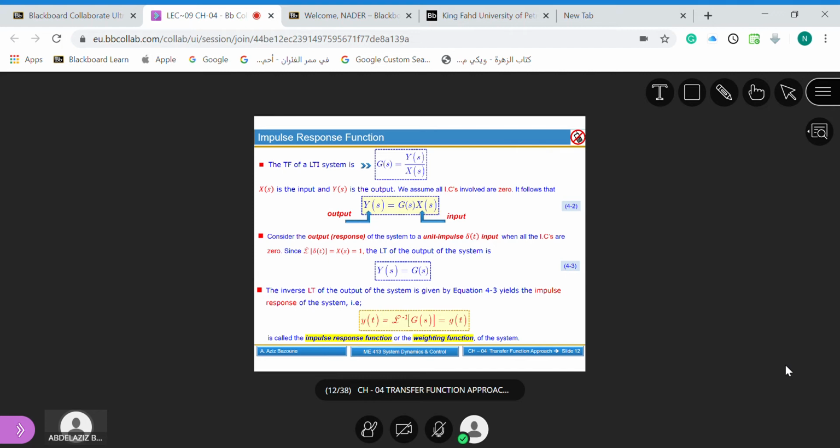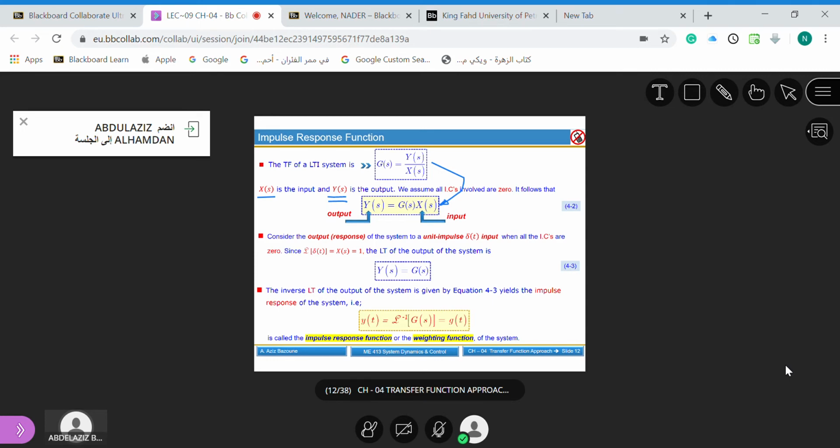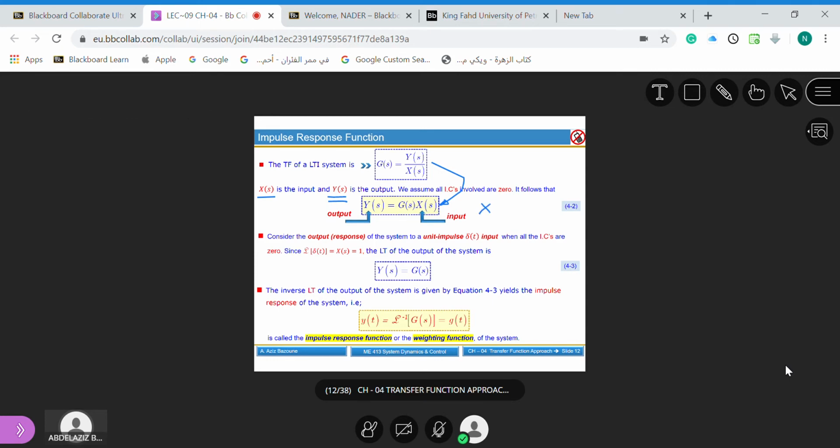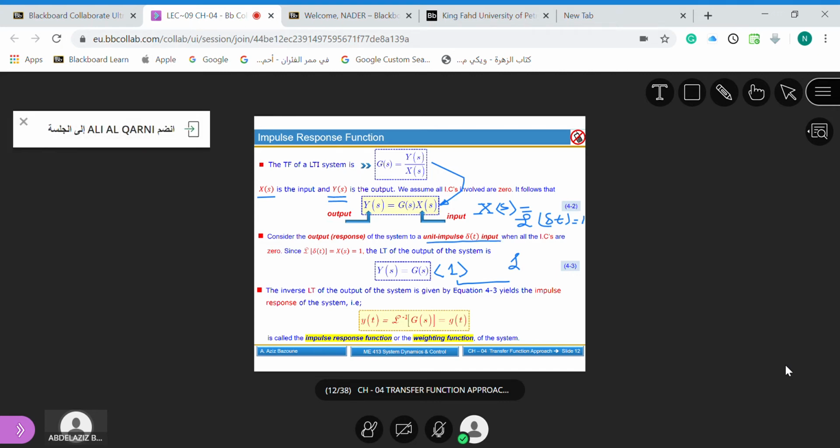For the impulse response function, we take the ratio of Y of s over X of s, the output over the input. If your input is delta, the impulse, X of s is equal to the Laplace transform of delta t, which is simply equal to 1. So Y of s will be G of s times 1, where 1 is the Laplace transform of the unit impulse delta t. We are substituting by 1 here.